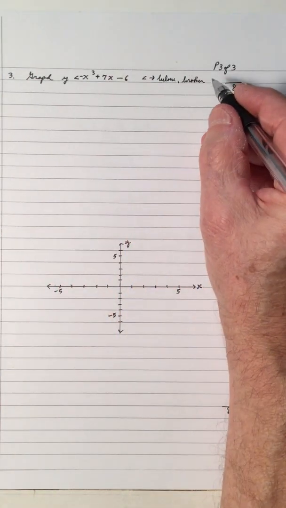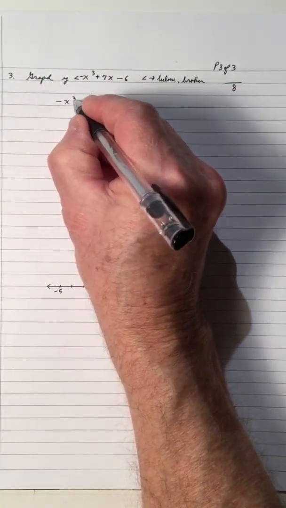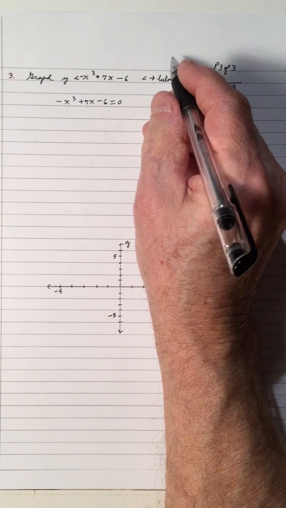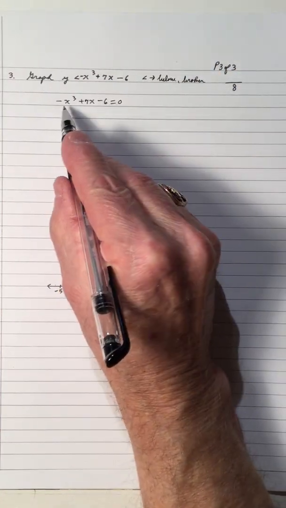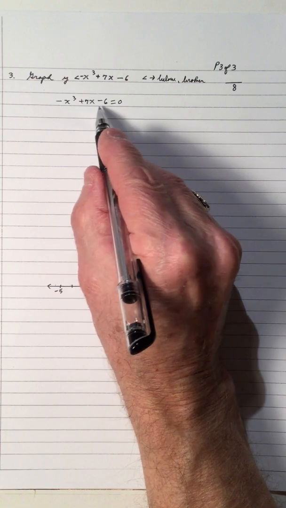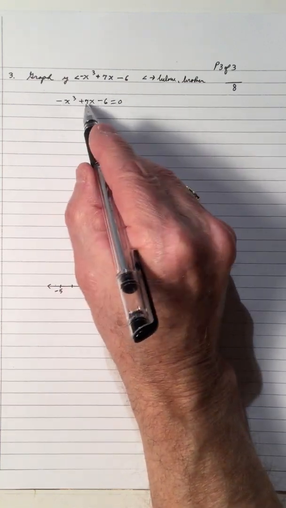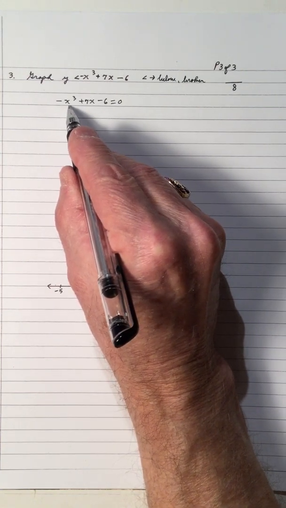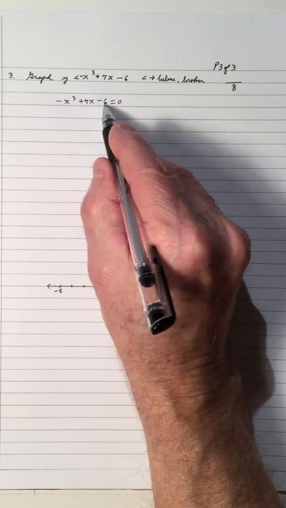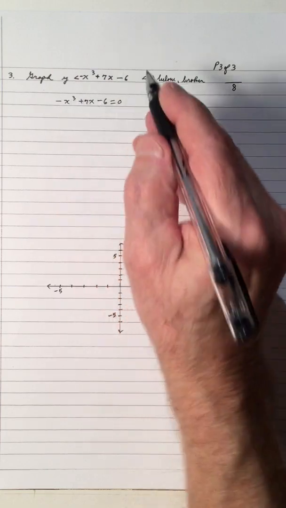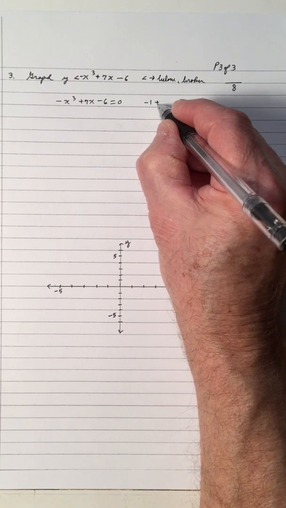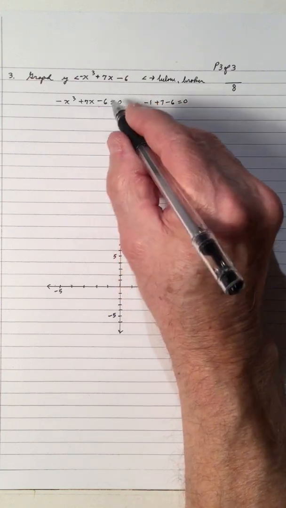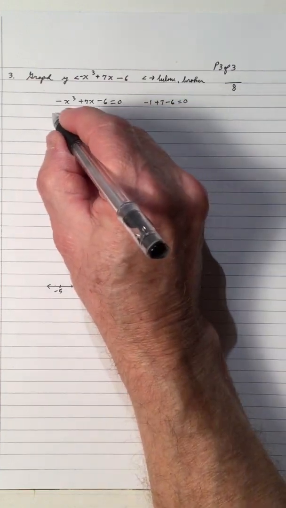So what we do here, I make negative x cubed plus 7x minus 6 equal 0. We take this equation and check the x-intercepts or the roots of the equation. We notice that it's in descending order. I notice that there's no x common, so I can't take a GCF. But I do notice that negative 1 plus 7 minus 6 equals 0. That means the sum of the coefficients is 0, so 1 is a root.